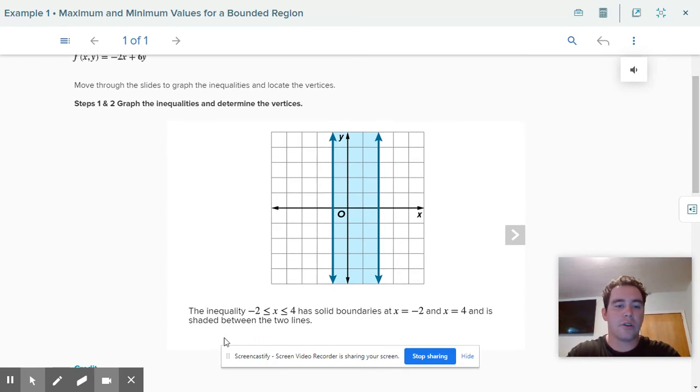The first thing that we're going to do is graph the inequality x is greater than or equal to -2, and x is less than or equal to 4. If you look here, we have solid boundaries at x equals -2, it's right here, and x equals 4. And since x is less than 4 and greater than -2, we're going to shade in between the lines here.